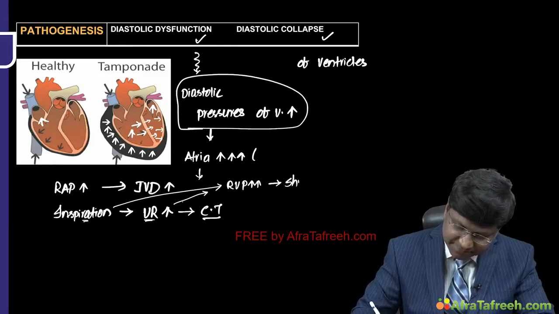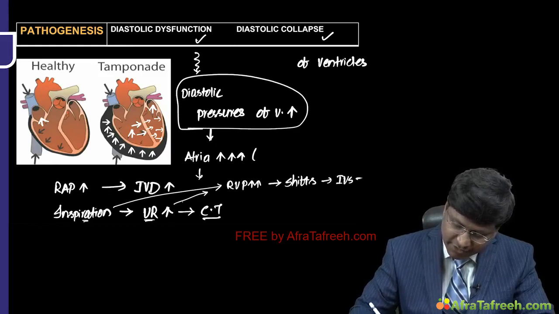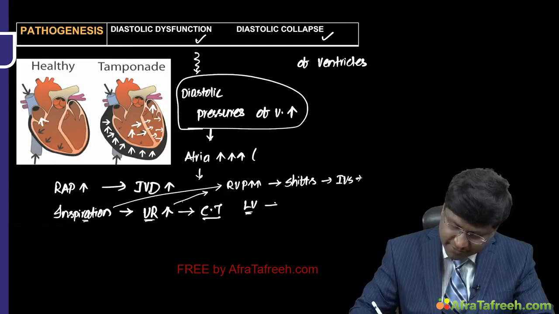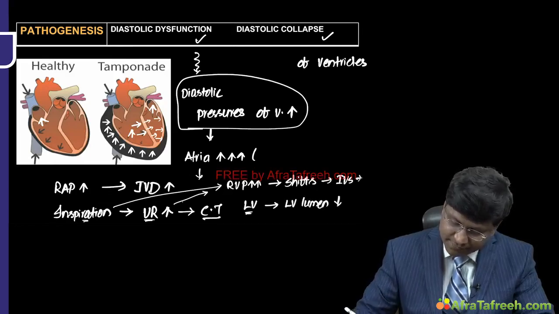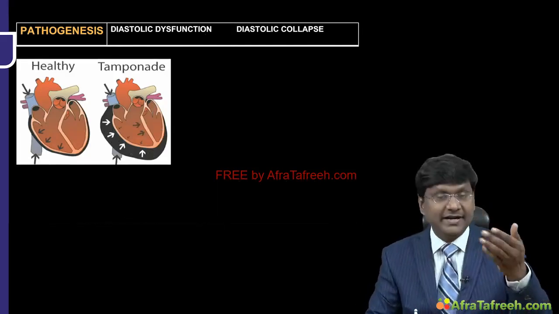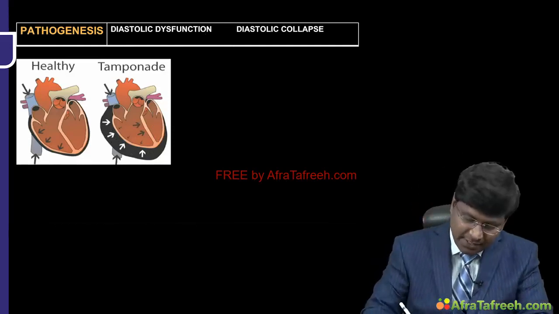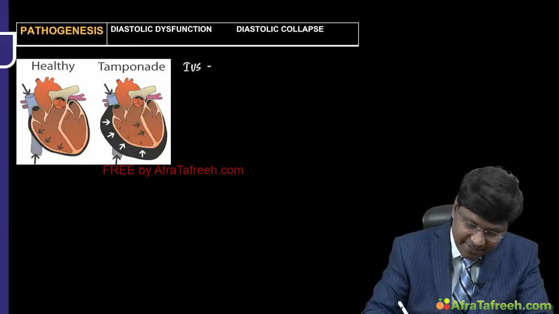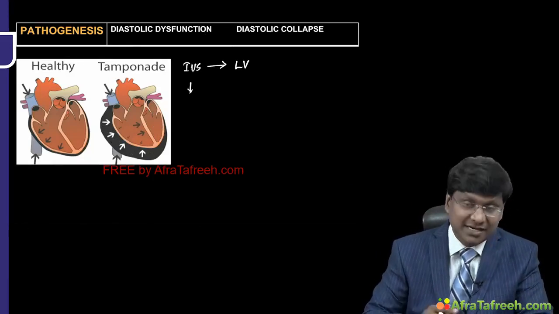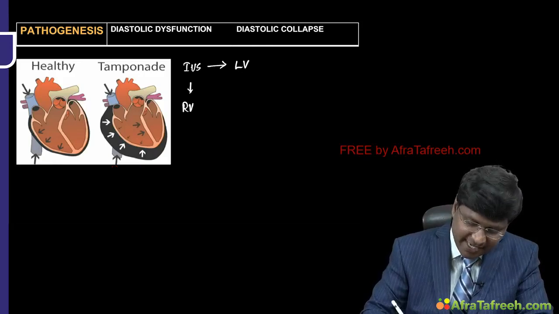the interventricular septum towards the LV lumen, right, towards the LV lumen. So what will happen to the LV lumen volume? It decreases, right? Now you see, subsequently, what will happen? Your interventricular septum is being shifted to the LV. So as the interventricular septum is shifted to the LV, the RV volume increases.